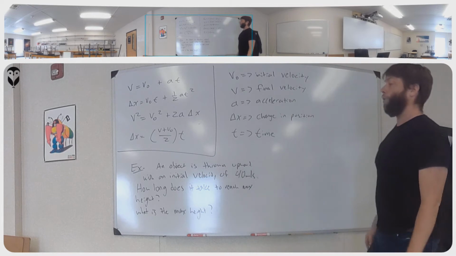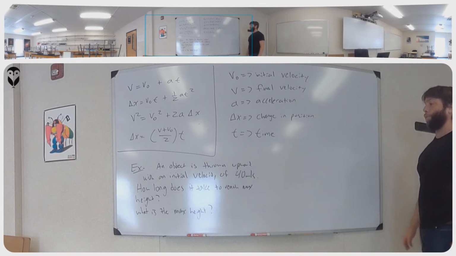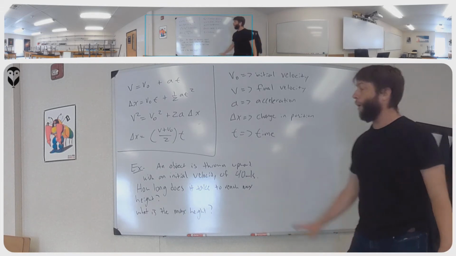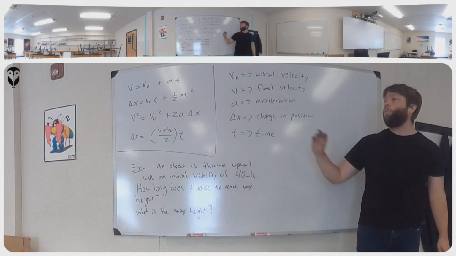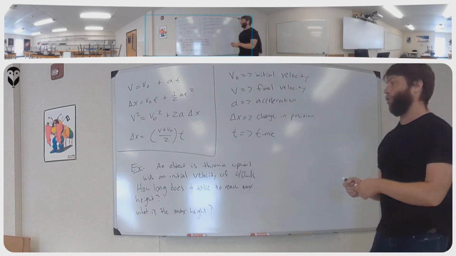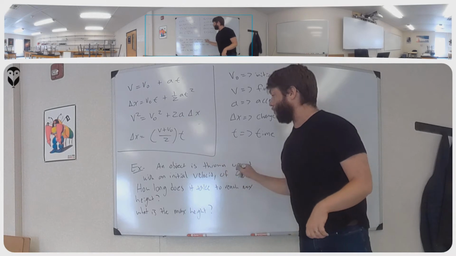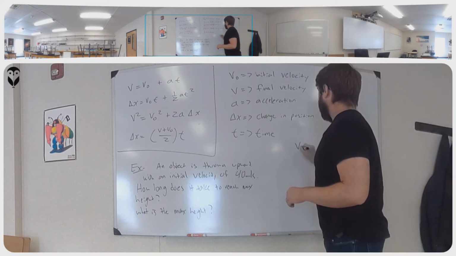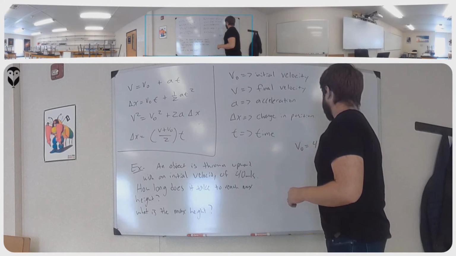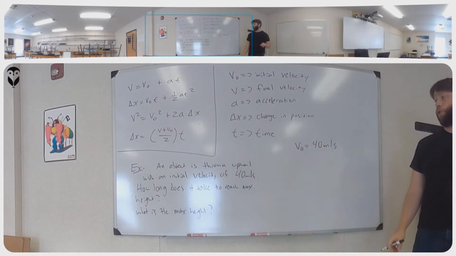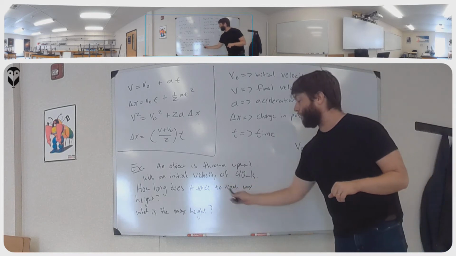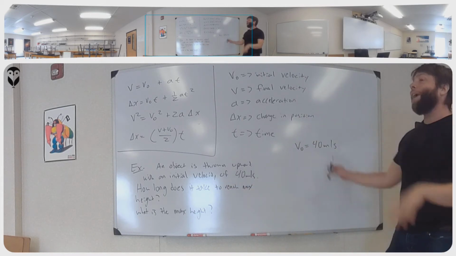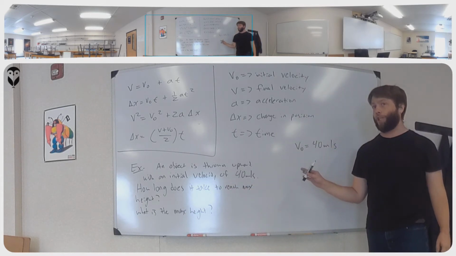An object is thrown upward with an initial velocity of 40 meters per second. How long does it take to reach max height, and what is the maximum height? Okay, when we have a word problem like this, we want to rip out as much information as we can. So an object is thrown upward with an initial velocity of 40 meters per second. So we know right away, initial velocity, 40 meters per second. That's good, okay? Now, how long does it take to reach max height? What is the max height?